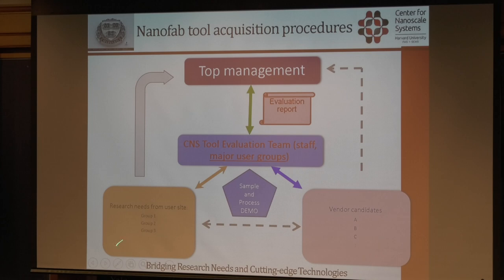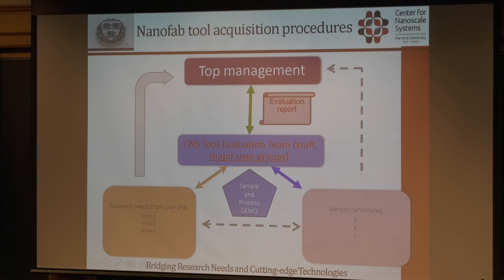So usually it starts from the research side, the faculty side. They get some information from the vendors, from papers, and then they want to buy a new tool. They go to the top manager or to my side, and we discuss this possibility. We form up a proposal, try to get the top management's approval, and also allocate a budget.